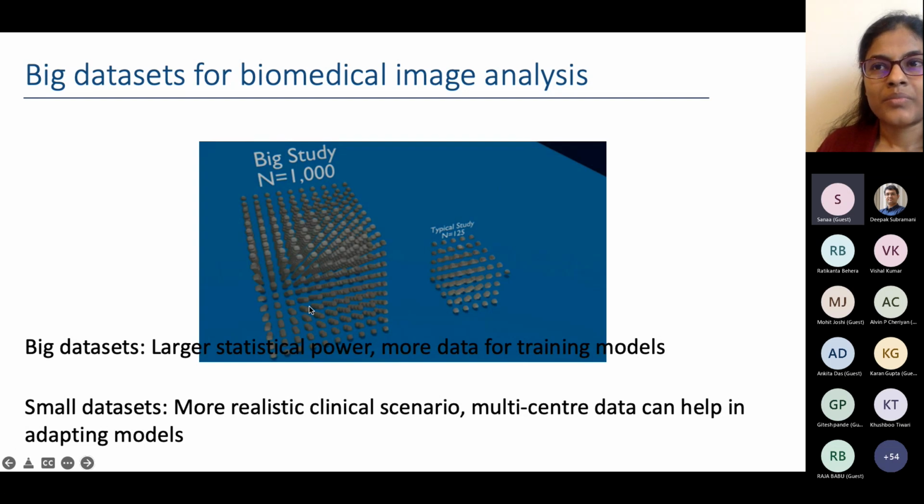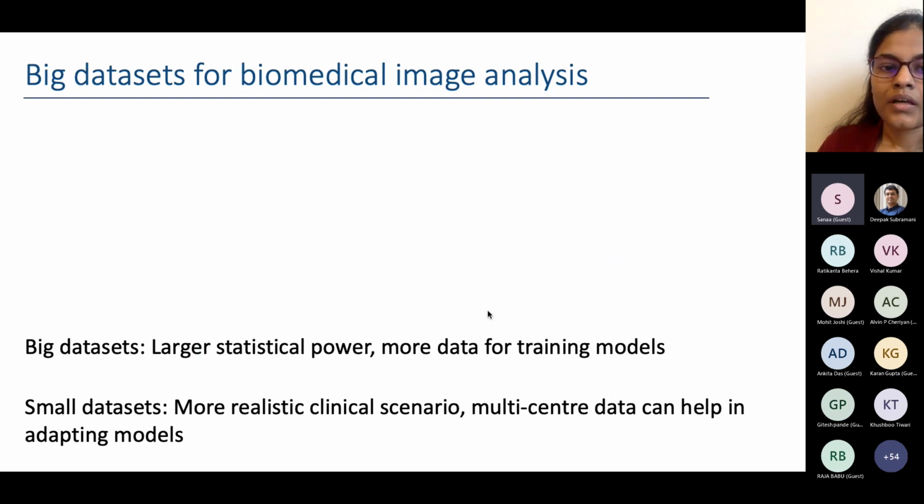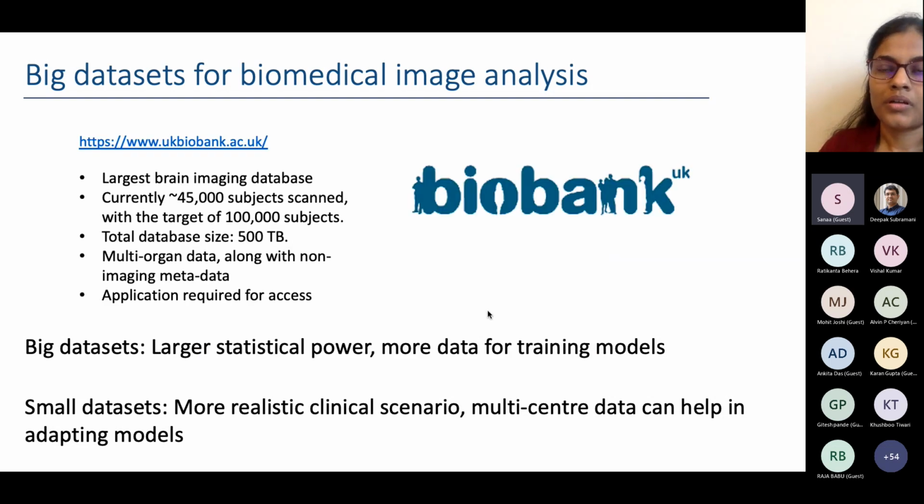So what do I mean by a big data set? Typically imaging data sets will be in the hundreds, more often around 100 or under 200 subjects, whereas in big data sets, we are looking at thousands of subjects. One of the most popular large data sets is the UK Biobank data set. It is so far the largest brain imaging database. They have currently scanned around 45,000 subjects, and their target is to scan 100,000 subjects. The total database size so far is 500 TB.